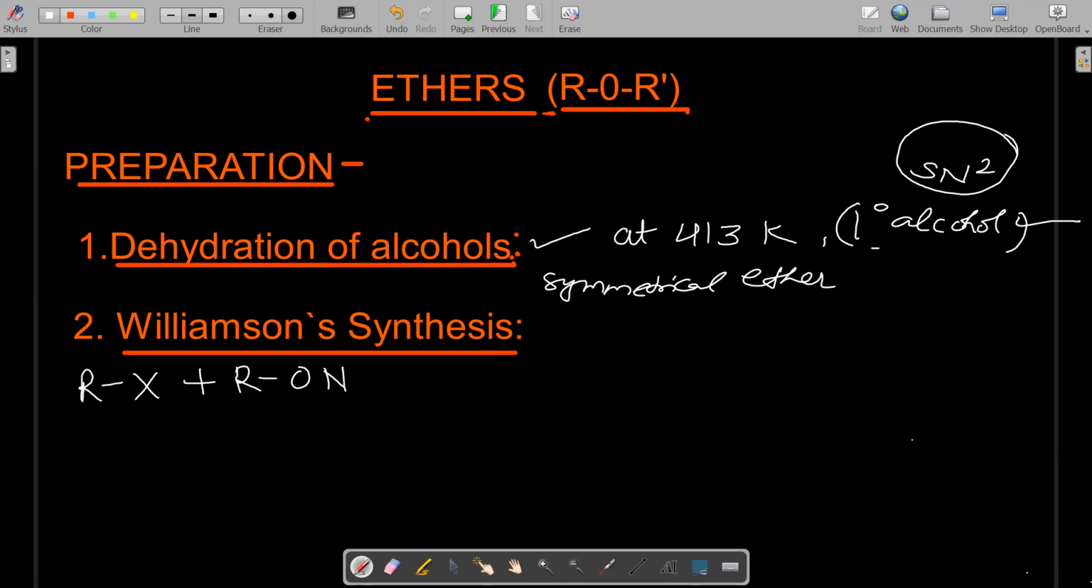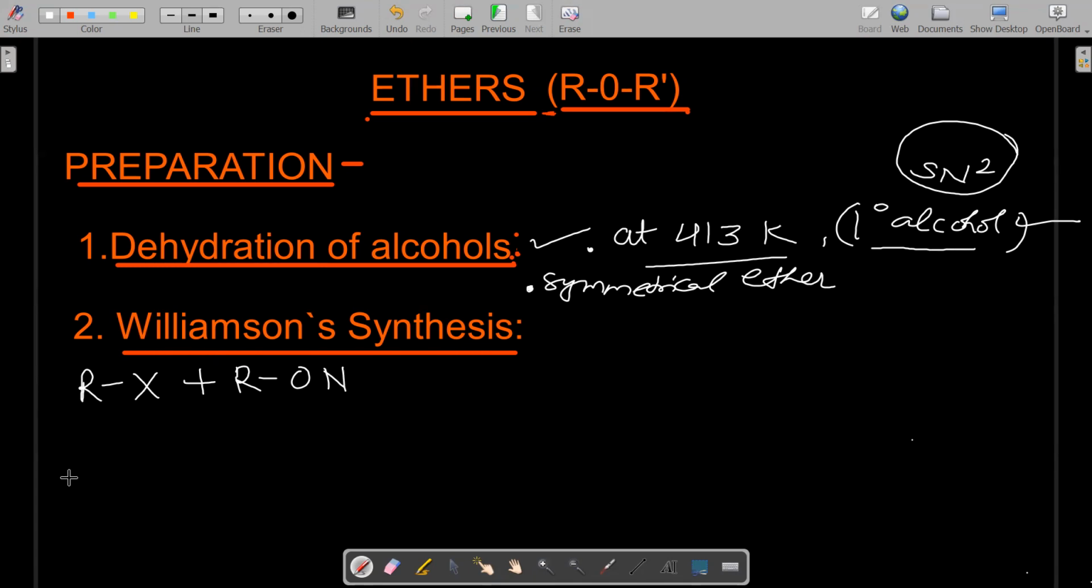So what are the limitations of this reaction? First, it is suitable for only primary alcohol at low temperature, and second, by this method only symmetrical ether can be prepared. So for preparation of unsymmetrical ether, we can follow the Williamson synthesis reaction. Now the second method is Williamson synthesis. This is the method by which we can prepare both types of ether, symmetrical as well as unsymmetrical ether.